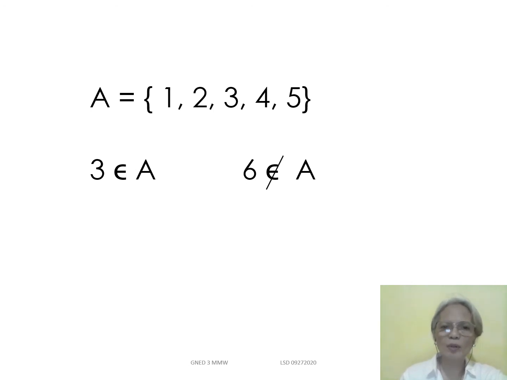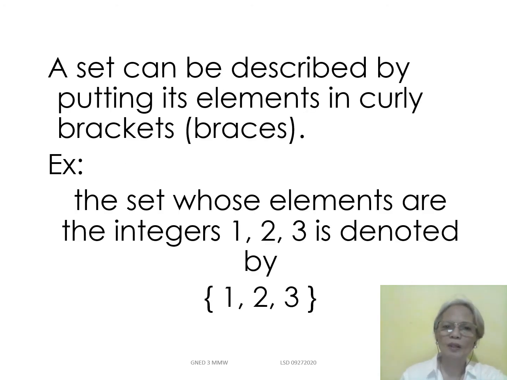So for example, we have here a set which contains the numbers 1, 2, 3, 4, 5. We say 3 is an element of set A because 3 is contained in the set A, whereas 6 is not an element of A because obviously 6 is not part of the set. Now, a set can be described by putting its elements in curly brackets or braces, like this one. So these are braces. So we have here the set whose elements are the integers 1, 2, 3.